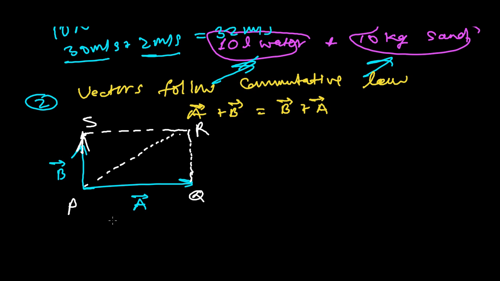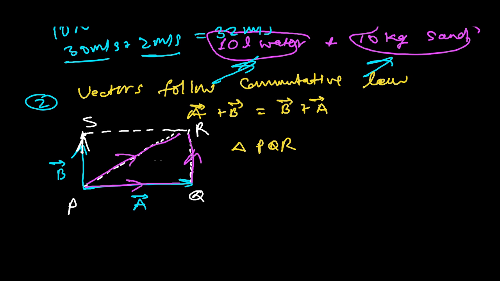Now if you see the triangle PQR, I'm talking about this triangle. In this triangle, vector PQ plus vector QR is vector PR.